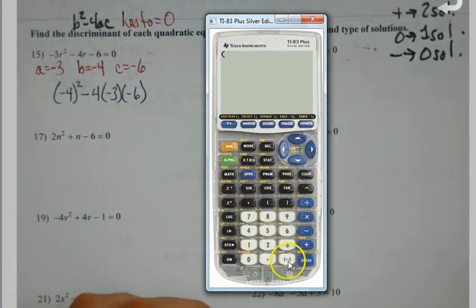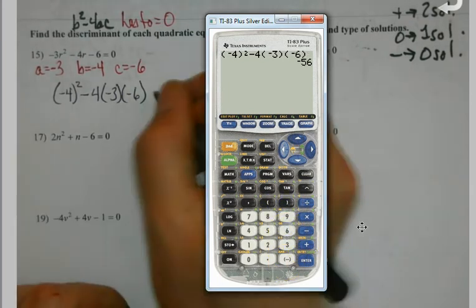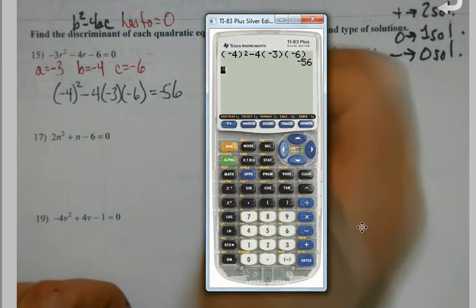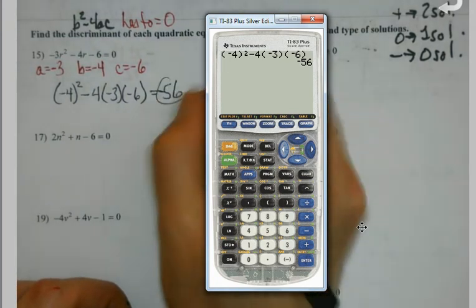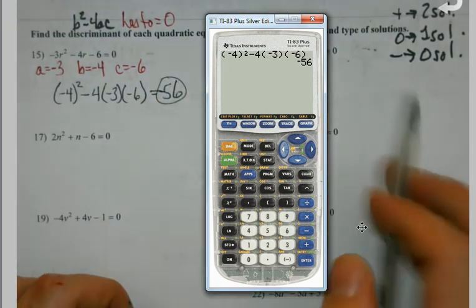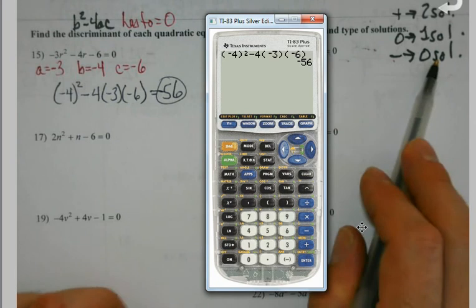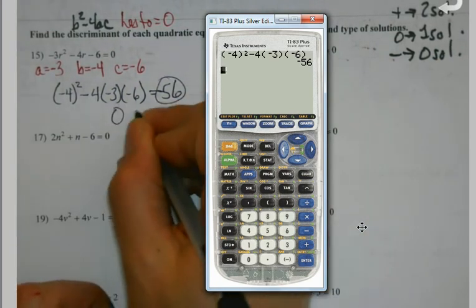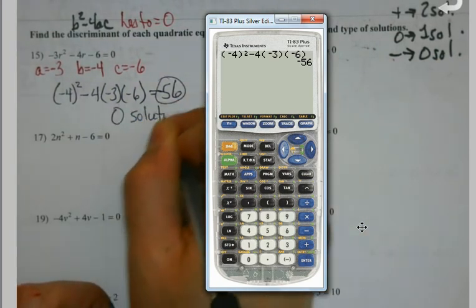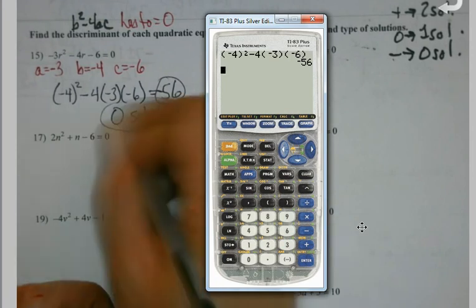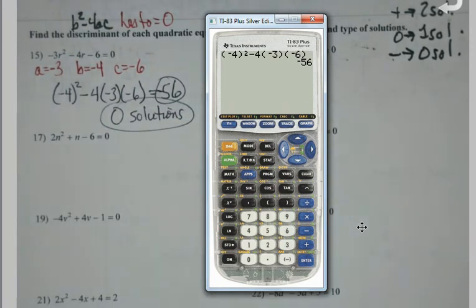So this is the perfect means of getting parts done, but not having to worry so much about doing the whole thing. And that's correct. So here, if I get negative 56, anytime I get a negative answer, that tells me I'm going to get no solutions on that.